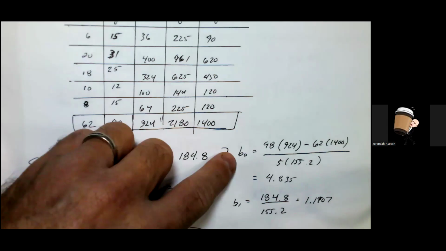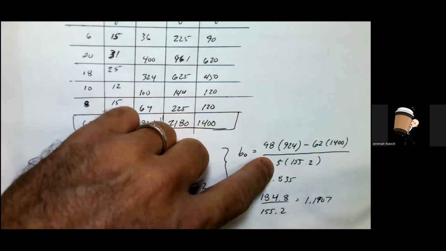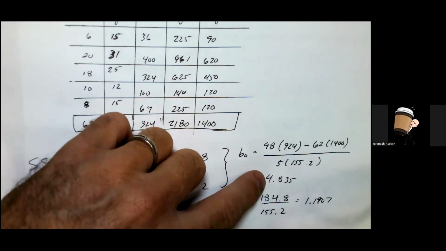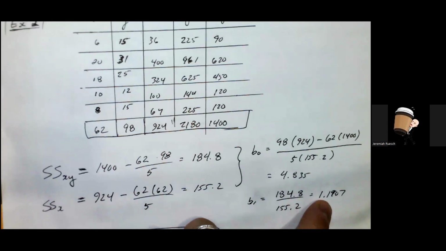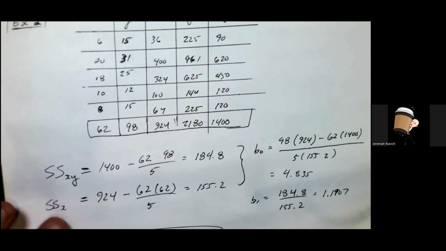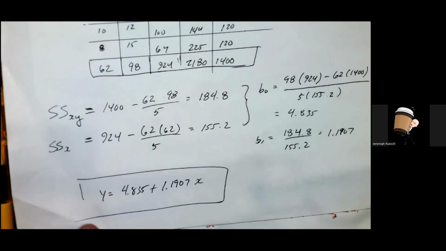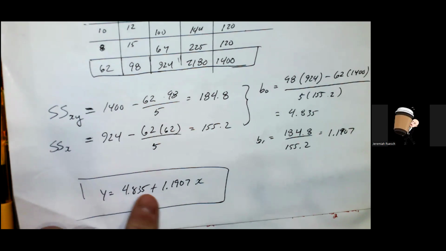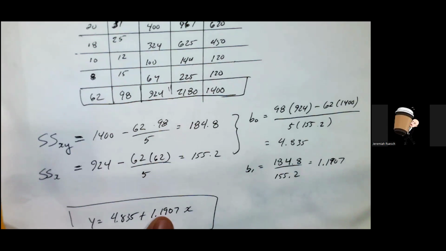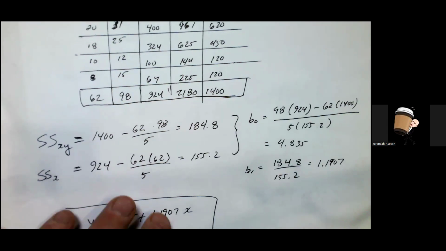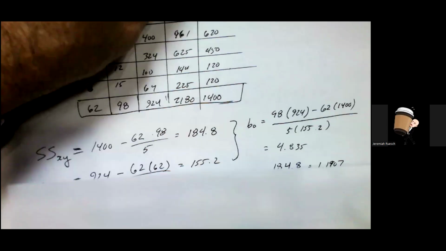Okay, so that gives us that B naught is 98 times 924 minus 62 times 1400, over 5 times 155. So that gives us that B naught is equal to 4.835, and B1 is equal to 1.197. And so our equation of best fit for these values is given here. This is our y-intercept, and this is our slope. Okay, so this is really just seeing if you understand how to use the formulas, creating the table, and plugging in the values.